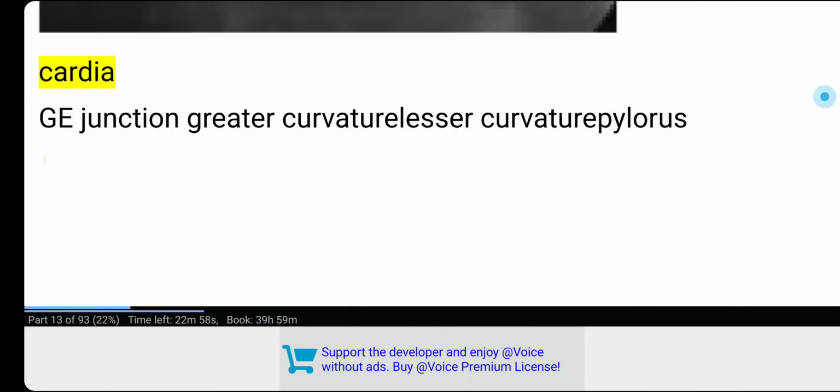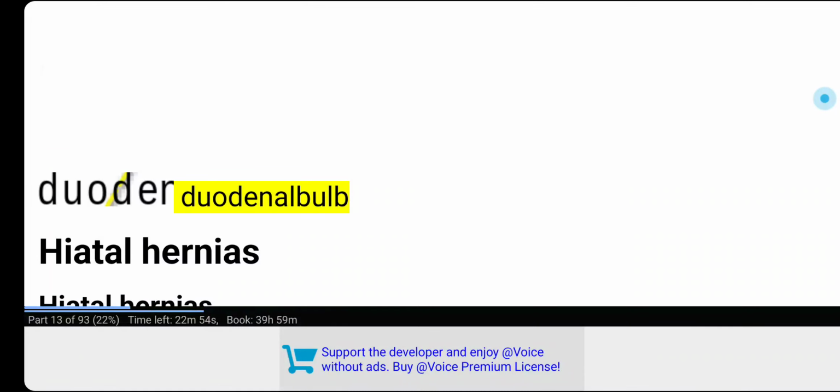RS. Asterisk. RV. RCC. LCC. LS. Stomach anatomy. Cardia. GE junction. Greater curvature. Lesser curvature. Pylorus. Duodenal bulb. Hiatal hernias.